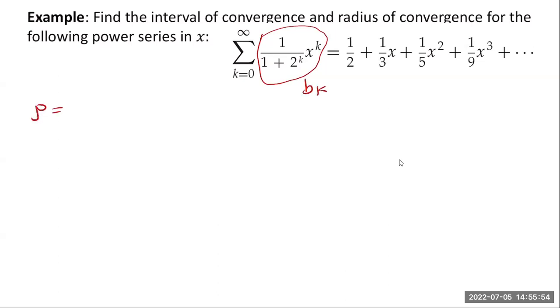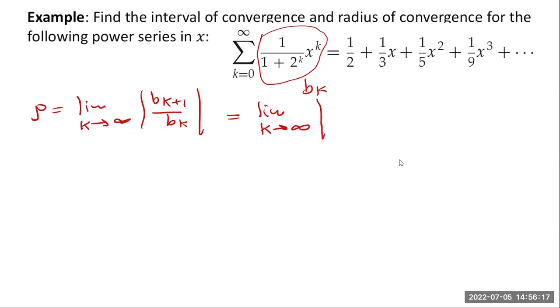So by definition of rho, my rho is the limit as k approaches infinity of the absolute value of bk plus 1 over the absolute value of bk. This is what I need to calculate. All I need to do is find bk plus 1, and bk of course we know, and calculate this limit. The limit as k approaches infinity of the absolute value of bk plus 1, which is 1 over 1 plus 2 to the power k plus 1 times x to the power k plus 1, divided by bk. Bk is just that term, 1 over 1 plus 2 to the power k times x to the power k.